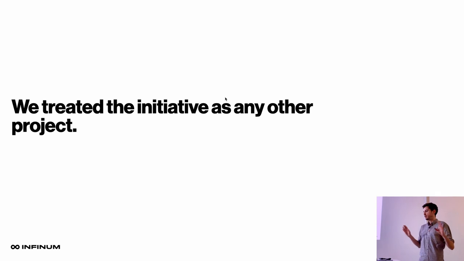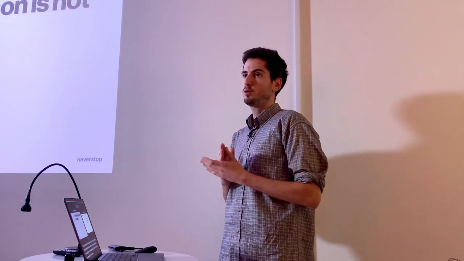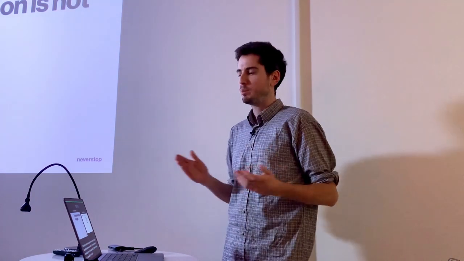So first, we treated the initiative as any other project because that's the workflow we're all familiar with. And it was actually the only way we would manage to do it. Also, it's crucial to have one person from every team participating because accessible design does not matter if it's not implemented with accessibility in mind. Also, it doesn't matter if it's implemented, if it's not tested with accessibility in mind. So everybody needs to be included in the life cycle of a product for it to work.